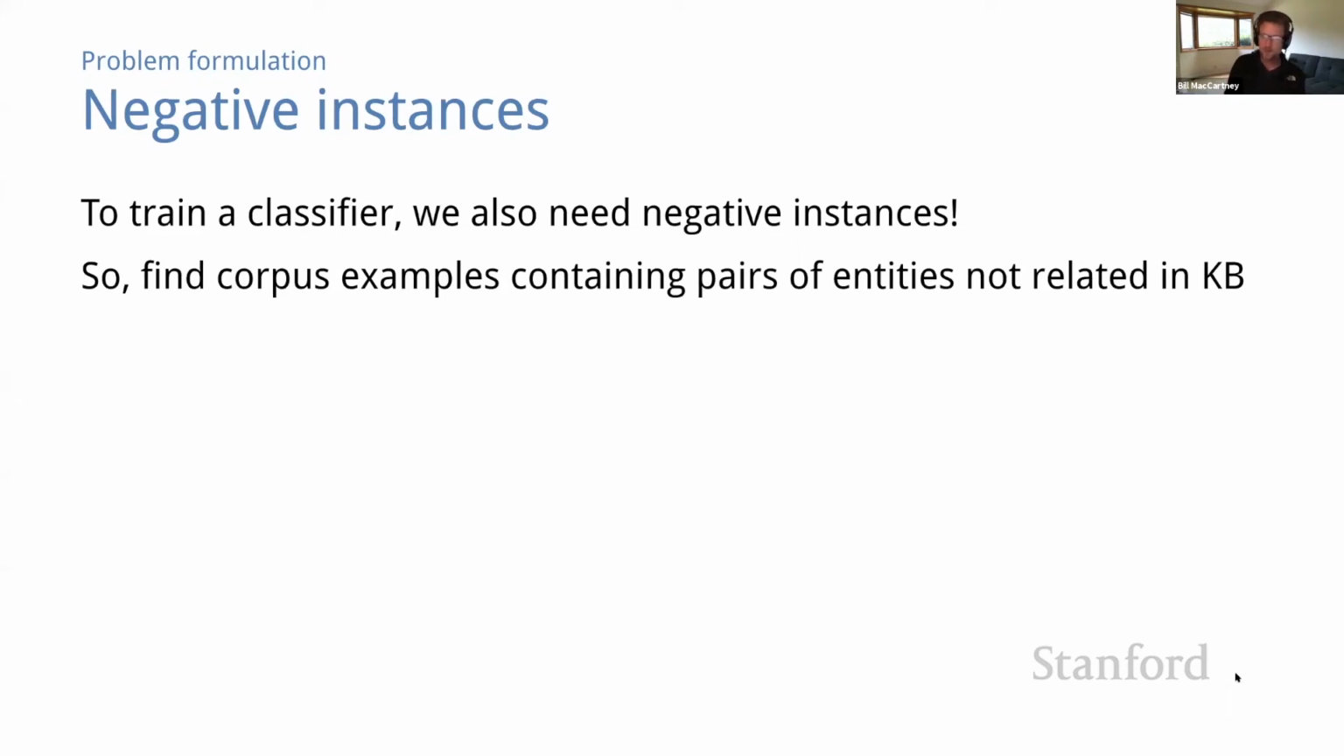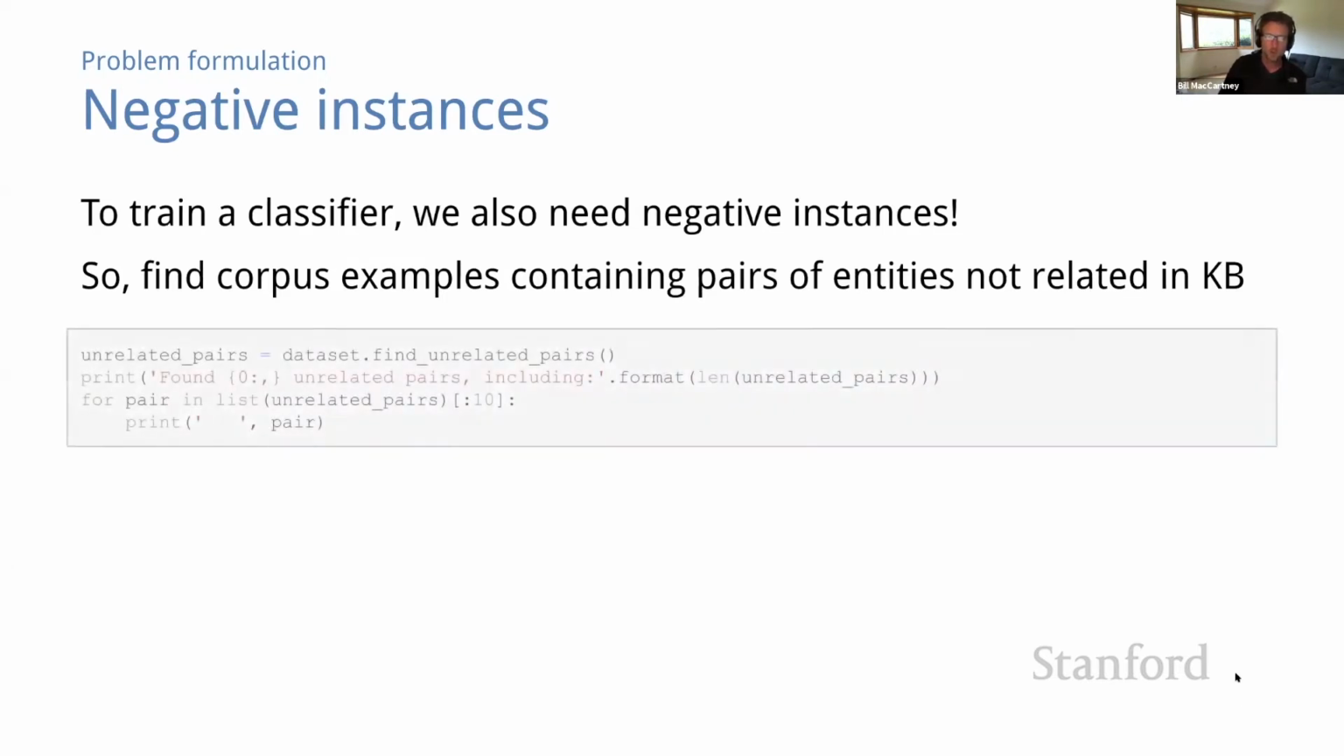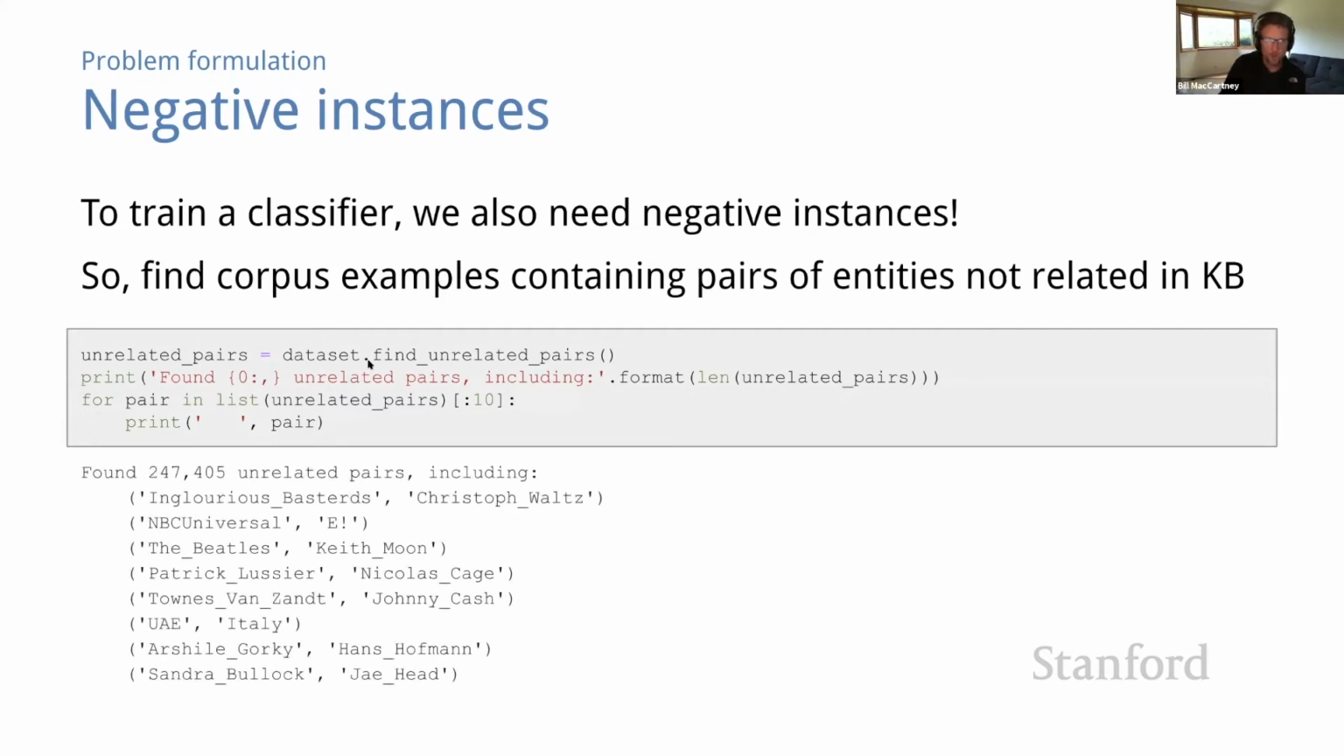That is, entity pairs that don't belong to any relation. We can find such pairs by searching the corpus for examples which contain two entities which don't belong to any relation in the KB. So we wrote some code to do this, a method on the dataset class called find_unrelated_pairs. And when we run it, wow, it found almost 250,000 unrelated pairs. So 250,000 negative instances for our prediction problem.